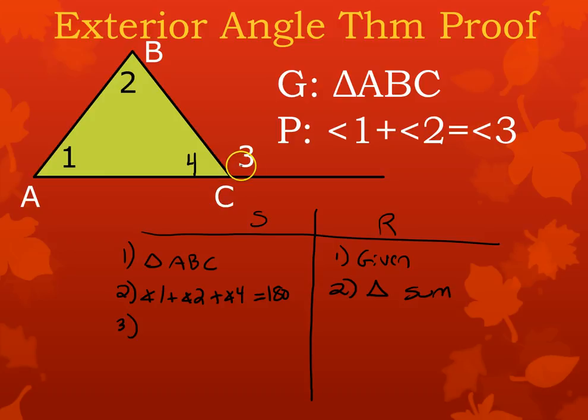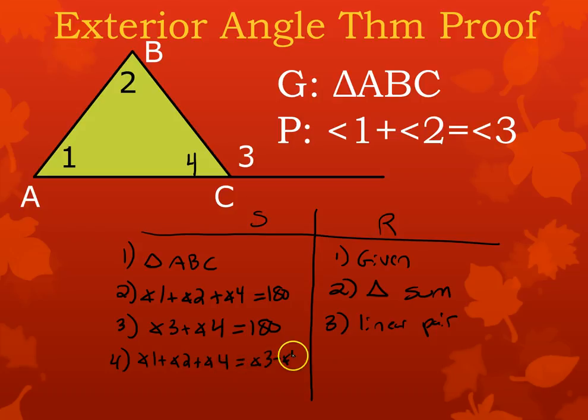3 and 4 also represent a linear pair. Therefore, they also must add to 180. And if both expressions add to 180, they must equal each other. So angle 1 plus angle 2 plus angle 4 equals angle 3 plus angle 4. That's our substitution property. And then we notice angle 4s are on both sides of the equation. They can subtract out, leaving just angle 1 plus angle 2 equals angle 3, our exterior angle.